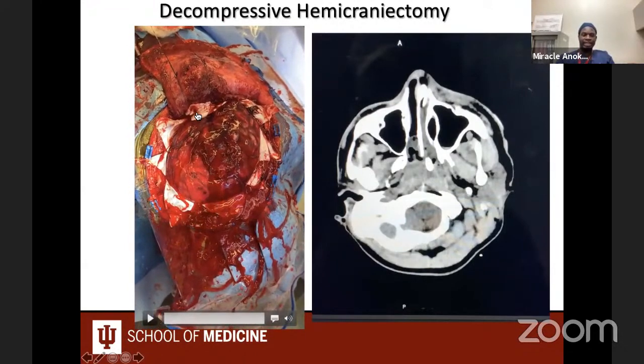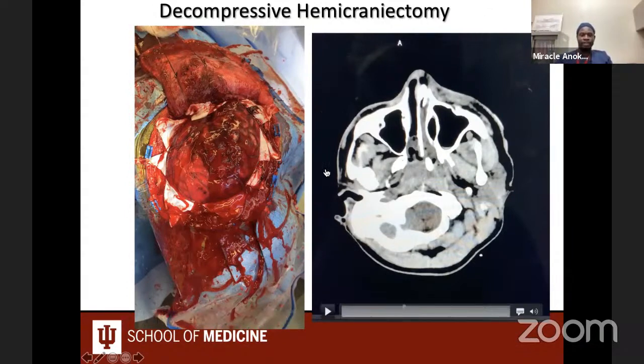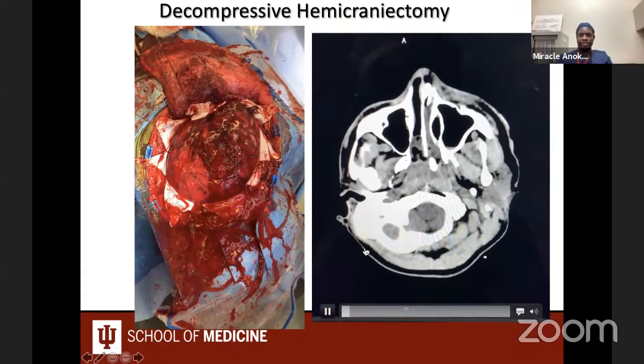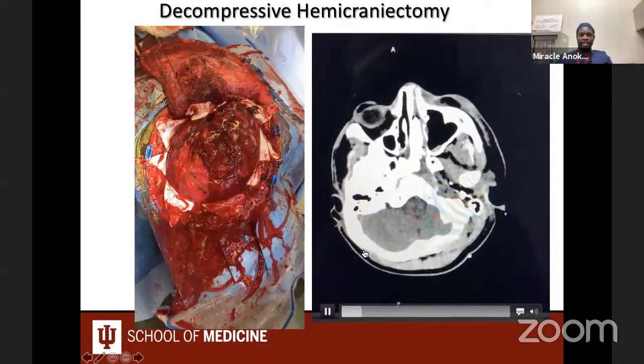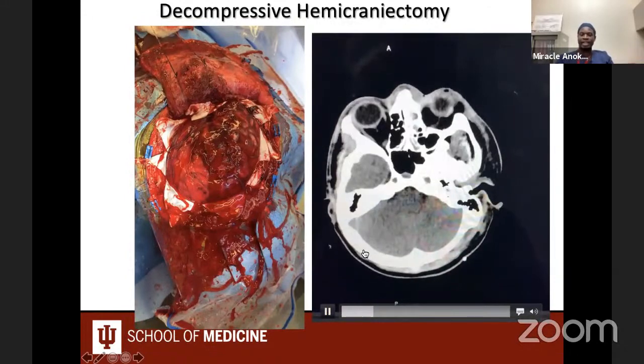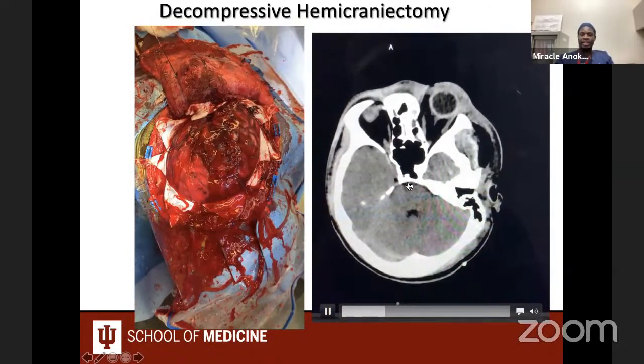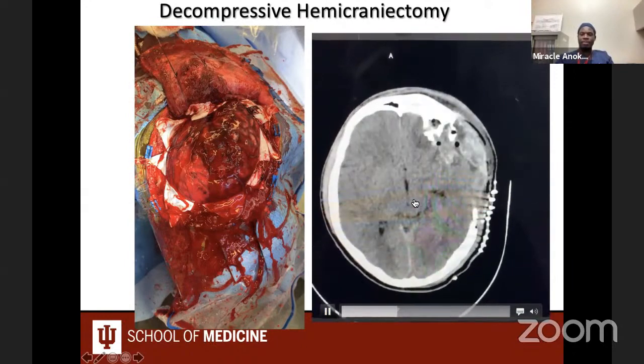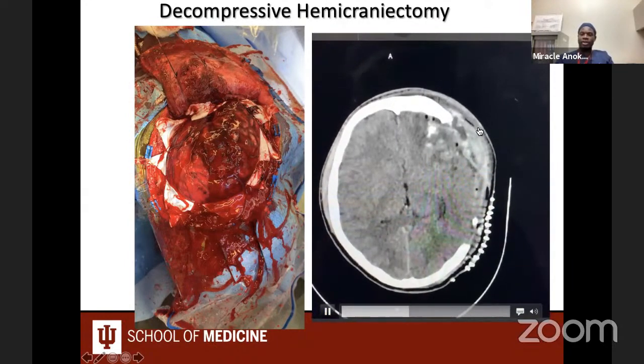And what we do is we take down the dura, which is the covering of the brain itself, and we tack these backwards to allow the brain to kind of swell out of that area. By taking the skull off, we decrease the pressure in the head. The other thing that we do is we also place a monitor into the brain itself to help measure the pressures in the head. And as you can see here, you can see how this is all opened back up again. The skull is off.